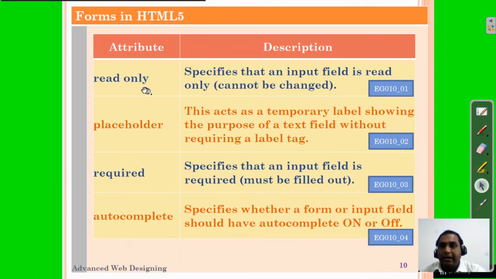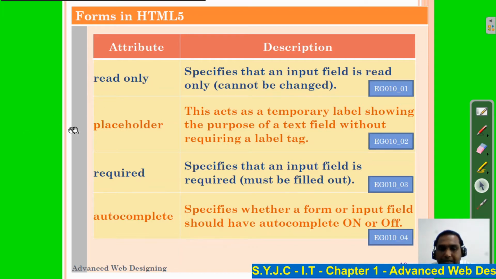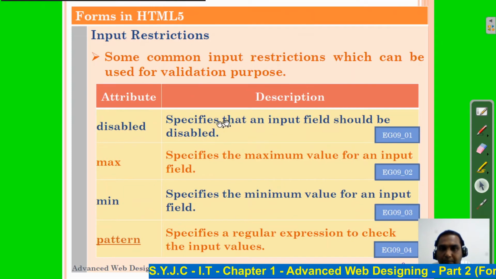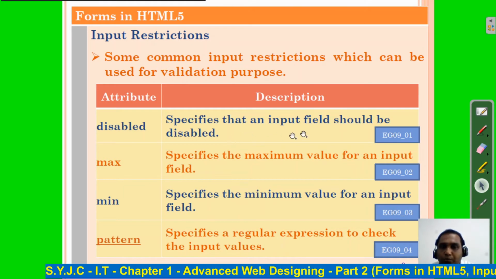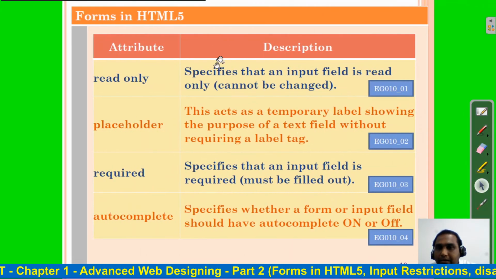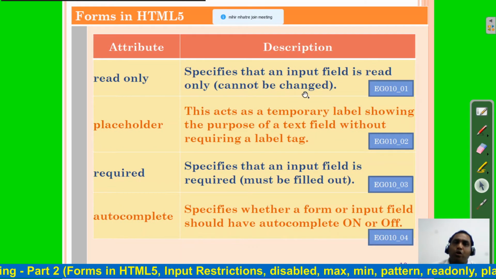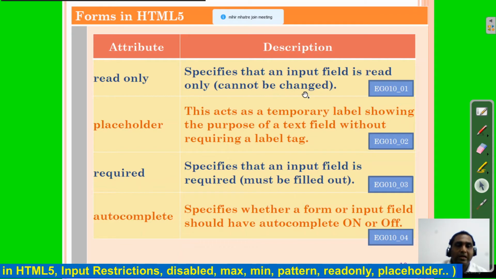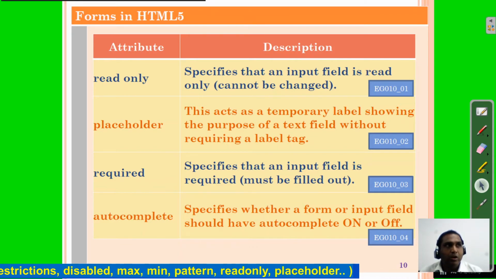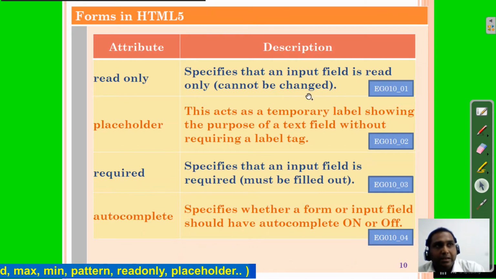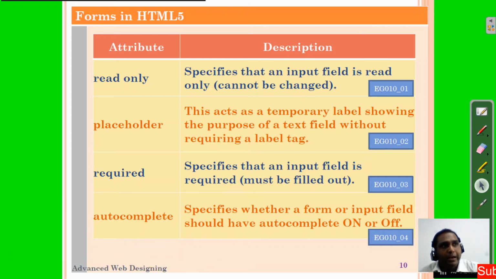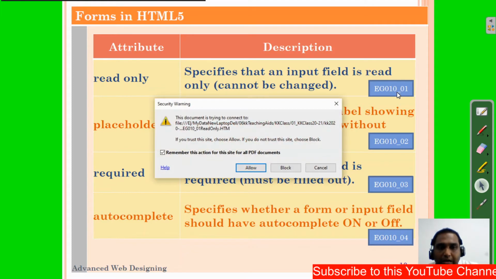Other attributes. Read only. Read only, students, is similar to disable. Disable attribute specifies an input field should be disabled, and read only specifies that an input field is read only. That means it cannot be changed. You are not able to type anything into it. Disable means you are not able to type. Read only also you are not able to type. You can only read what it is.